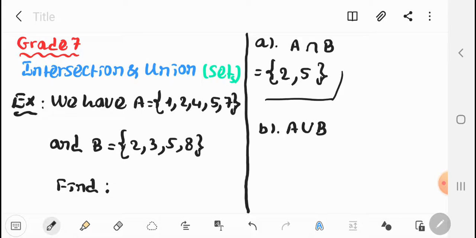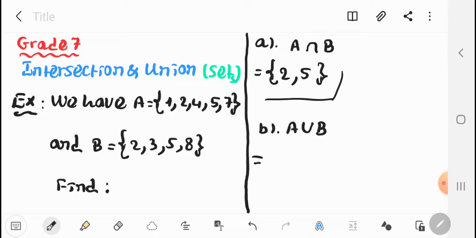Now let's answer question B. Question B is to find the union of set A and set B. So what does the union mean? The union means the elements of the two sets, and we count all of them. Even an element that is in set A but not in set B, we also count. And an element that is in set B but not in set A, we also count.